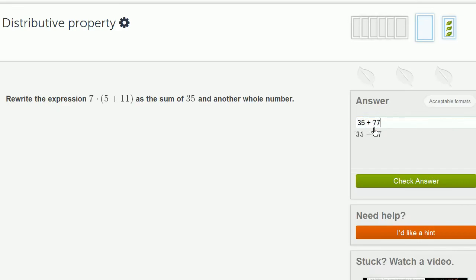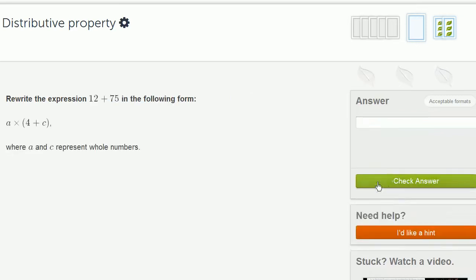Now, have we done what they're asking us? They said rewrite this expression as the sum of 35 and another whole number. Well, we've done that. We've written it as a sum of 35 and another whole number, and we were able to do it using the distributive property. So let's check to make sure that we got the right answer. Yes, we did. Let's do one more of these.